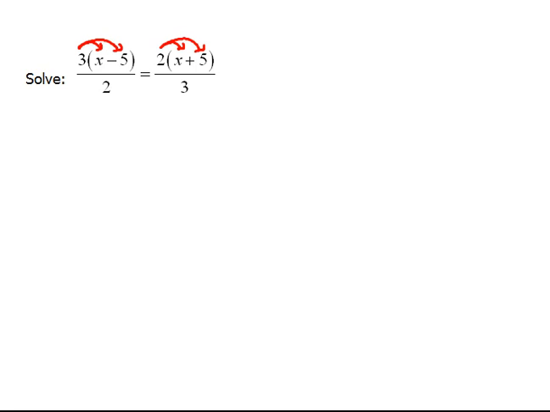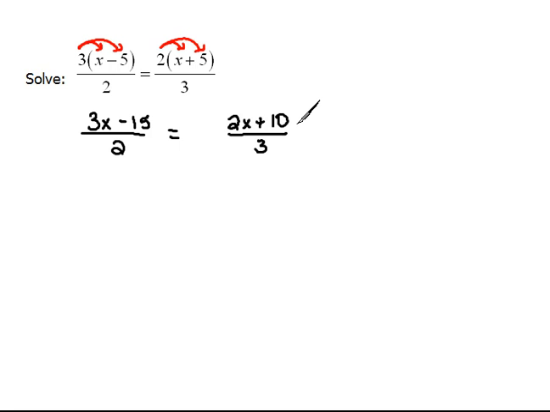3 times x will give you 3x. 3 times negative 5 would be negative 15, all over 2. On the right-hand side, 2 times x would give you 2x, and 2 times 5 would give us 10, all over 3. So we've taken care of our distribution. It has to be done first.